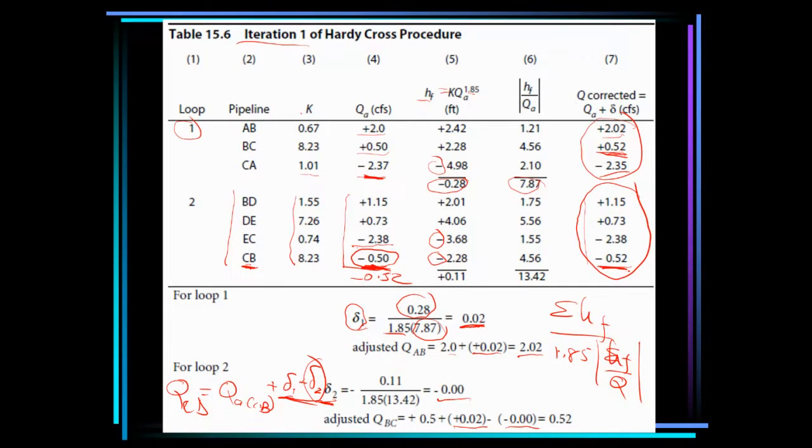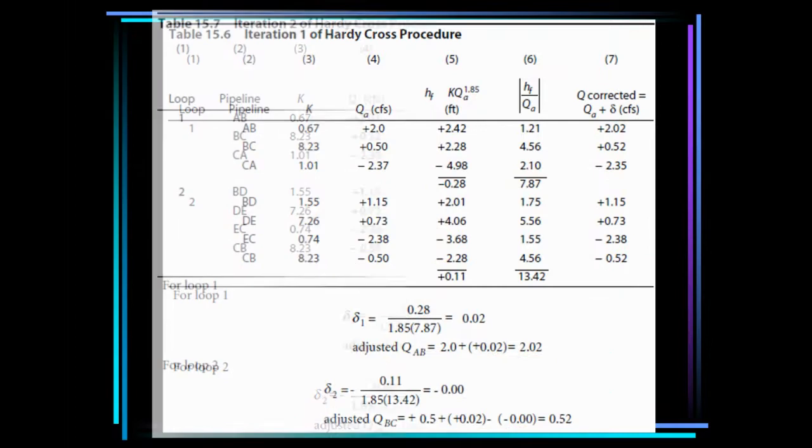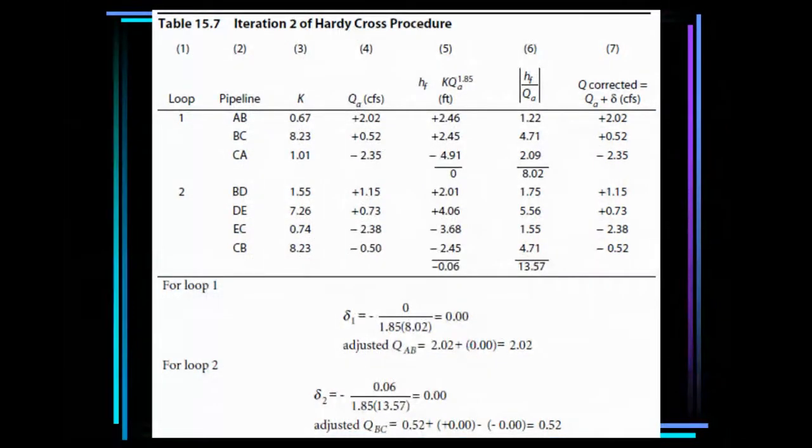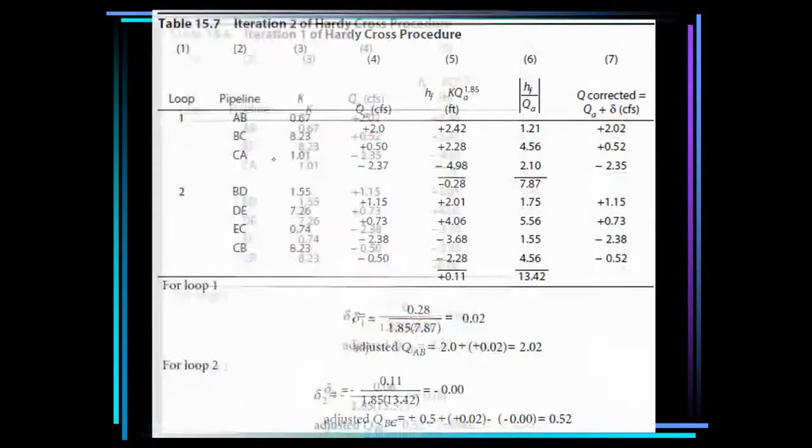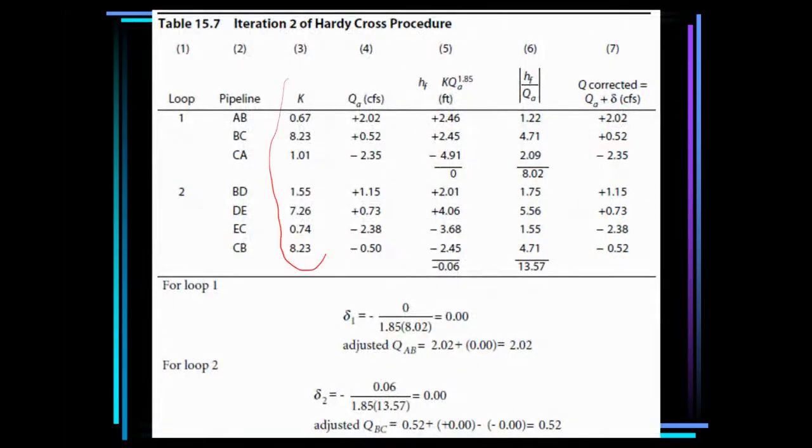Okay, we may choose to stop here because you can see del 1 is 0.02, del 2 is even 0, but it may be smaller than this. So we now repeat again. If you look very well, our K values will remain the same, because it's not a function of the flow rate. So we repeat our K values from iteration 1. Then our Q values will change to the corrected values from iteration 1. All this will reflect the corrected values from iteration 1.